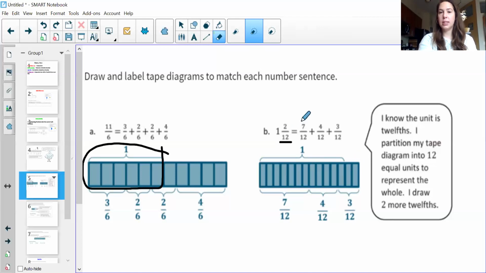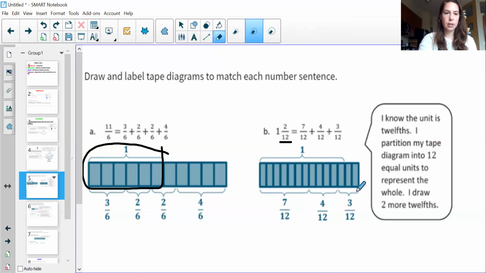And then the number sentence says 1 and 2/12 is equal to 7/12 plus 4/12 plus 3/12. So first we group together 7/12, and then 4/12, and then 3/12.